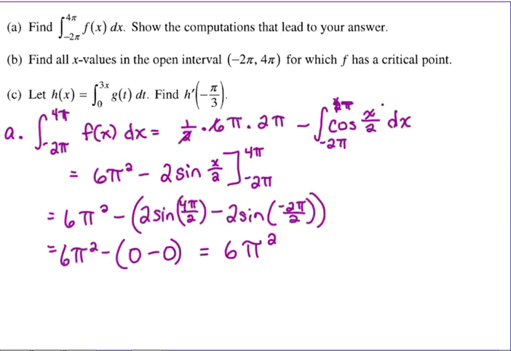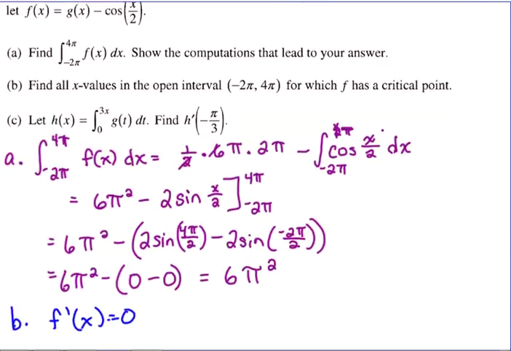Okay, part B, find all values in the open interval for which f has a critical point. So f has a critical point where f prime of x equals 0. So let's think about what's going on here.